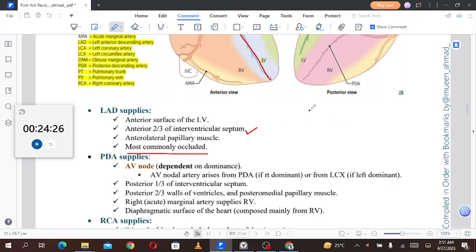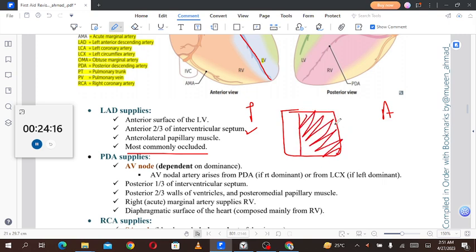Suppose I am drawing a lateral view of the interventricular septum, this is the interventricular septum. This is the anterior surface and this is the posterior side. So the anterior 2/3 of the interventricular septum is being supplied by the left anterior descending artery. The posterior 1/3 is supplied by the posterior descending artery. But let's keep our focus on the LAD. So the anterior 2/3 is being supplied by the left anterior descending artery.